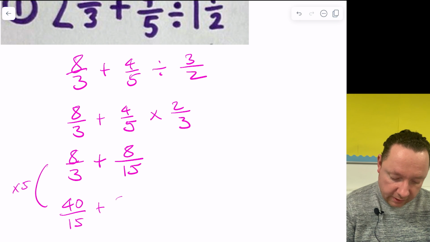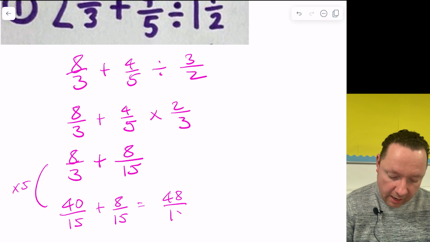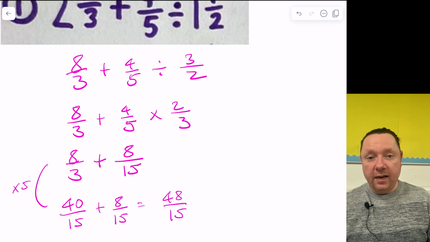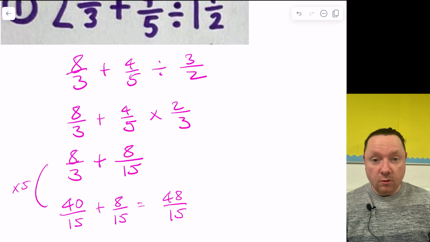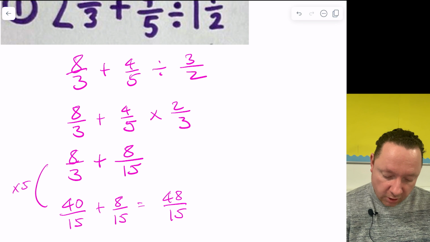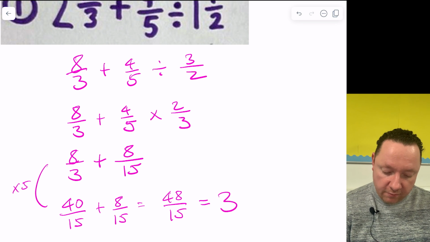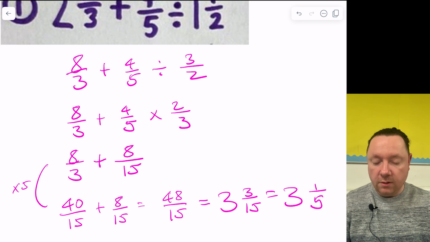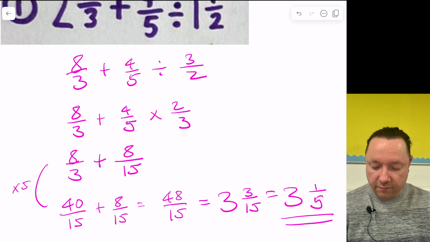Plus 8 over 15, which is 48 over 15. And we can just check that's simplified by seeing if anything goes into it. If you can't see it, change it to a mixed number first. 15, 30, 45, 46, 47, 48. That's 3 15ths. 3 goes into both of the numbers to make a fifth, because 3 goes into 3 1s and 3 5s is 15. So we get 3 and a fifth.